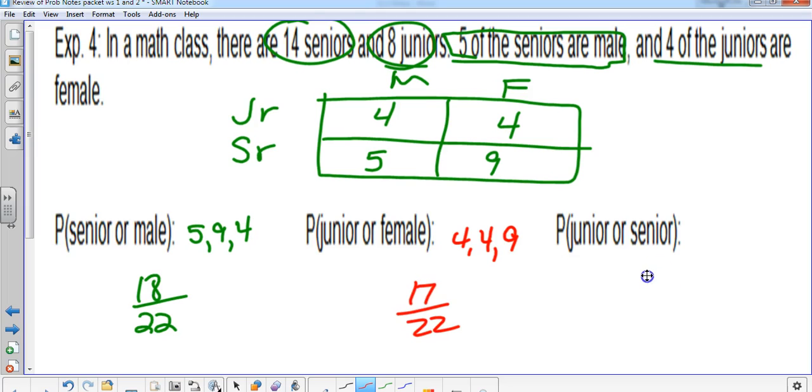17 out of 22, which doesn't reduce. What's the chance you pick a junior or a senior? Any questions on that concept?